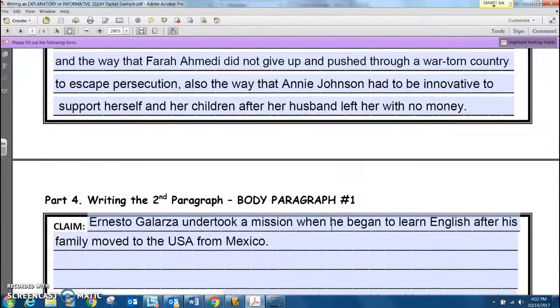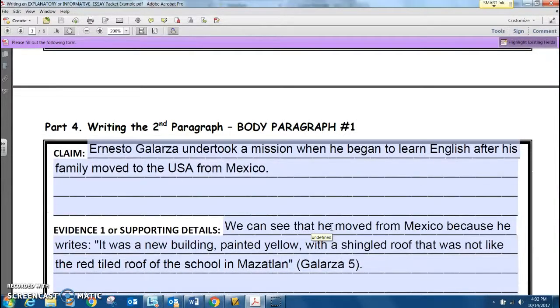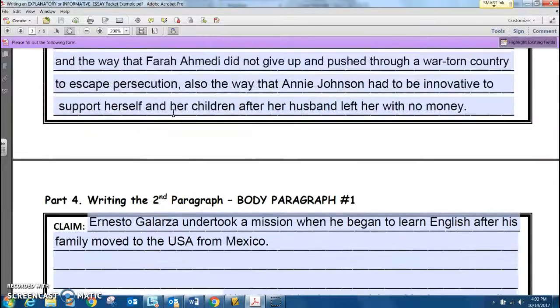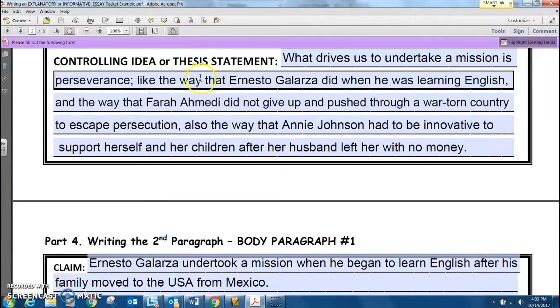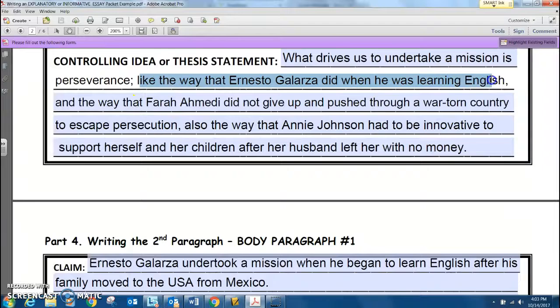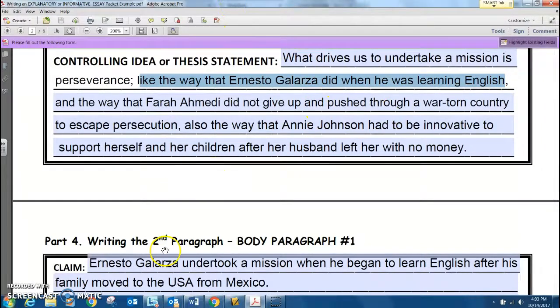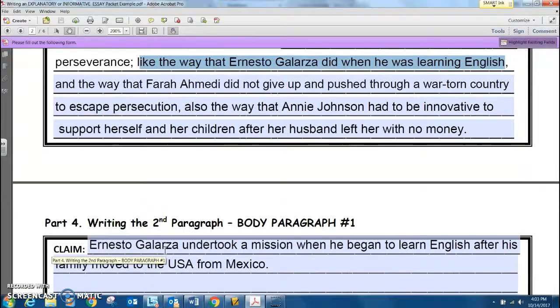So then what they have for homework this weekend, if they didn't finish it in class, is body paragraph number 1. And body paragraph number 1 is only going to focus on Ernesto Galarza. So if I go back up here a little bit and I look at my thesis, the very first character I'm talking about in my thesis statement is Ernesto Galarza, this part right here. Ernesto Galarza was learning English. Okay, so if I look at that part, I'm going to take the idea of what he was doing and make it into my claim. And I need to be explicit, and I need to say that he's going on a mission.